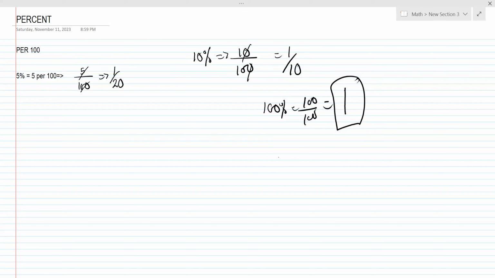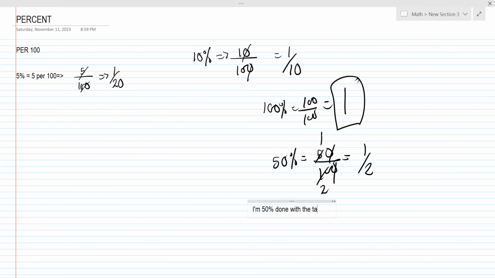Let's see, 50%. Okay, that's 50 over 100, and the 0 cancels out. 5 here is 1, 5 here is 2, that will be half. So if I say, let me guess, I'm 50% done with the task, it just means I've done it halfway.